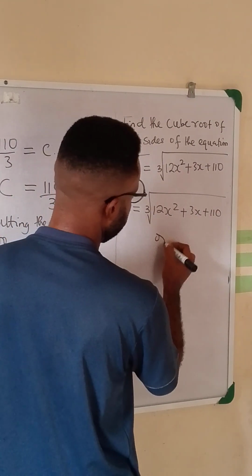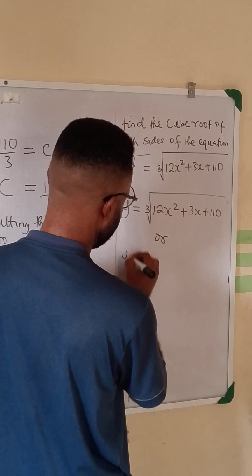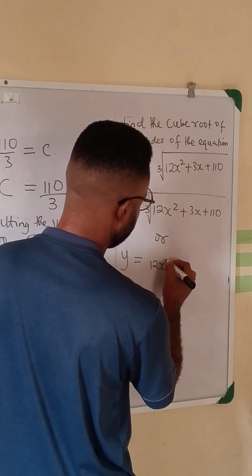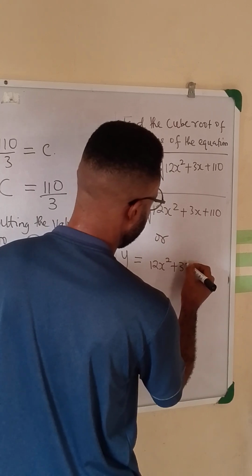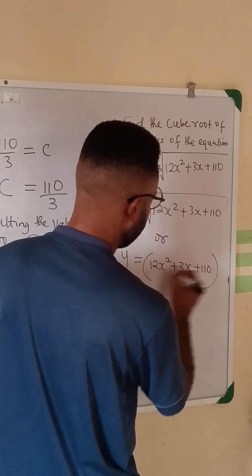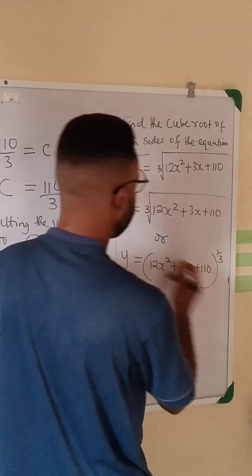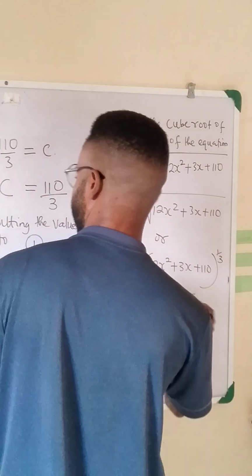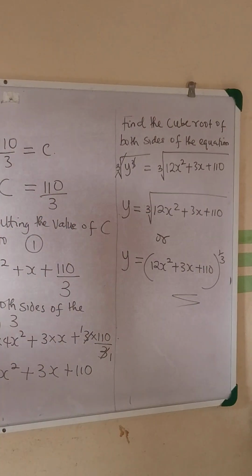Alternatively, you can also write that y is equal to 12x squared plus 3x plus 110, all raised to the power of 1 over 3, because cube roots can also be expressed in this form.